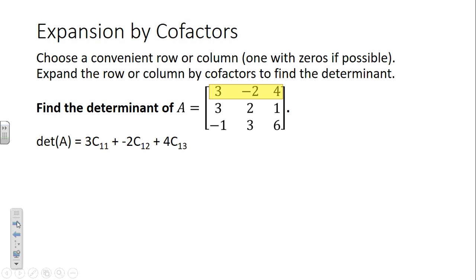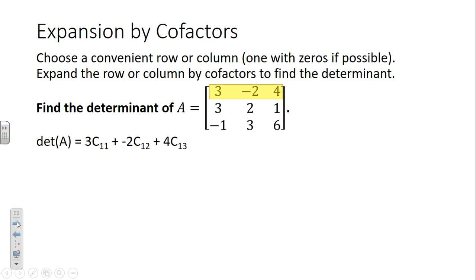So if we're trying to find the determinant of this matrix A, which has 3, negative 2, 4 for its top row, 3, 2, 1 for its second row, and negative 1, 3, 6 for its third row, we can pick any row or any column. It doesn't matter. We're all going to get the same determinant. If we do our math correctly, don't make a mistake, we'll all get the same number. I just happen to choose row 1 because there are no zeros. There are no convenient numbers. So far, so good?